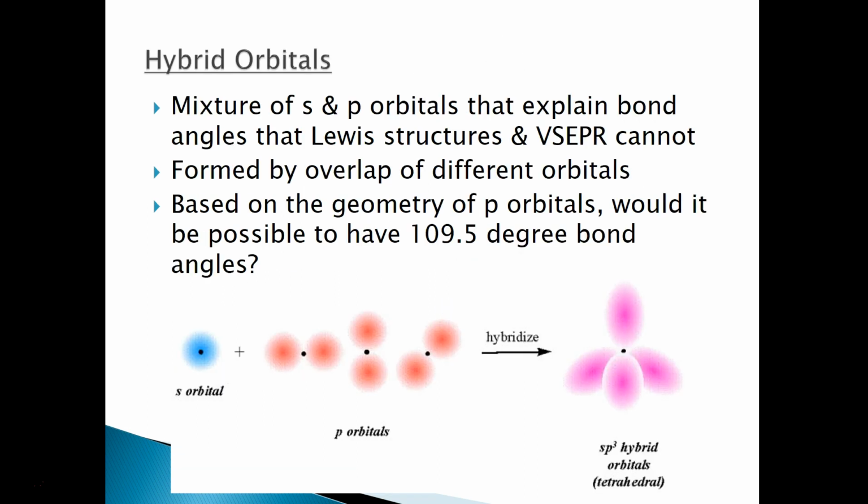All right, so hybrid orbitals. When you mix s and p orbitals, you get what are known as hybrid orbitals. These are basically just formed by the blending of the different orbitals. These hybrid orbitals are what give rise to the shapes that we see in molecules. So ask yourself this question. Based on the geometry of the p orbitals, considering the fact that they are aligned to the x, y, and z axes, would it be possible to have 109.5 degree bond angles? Stop and think about that for a moment, pause the video, and we'll come back to it.